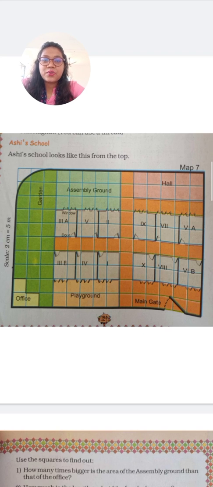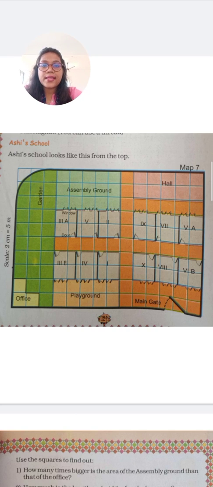Good morning, dear students. Now this is the last topic of this chapter, and this last topic is also very easy, similar to the previous topic. There is a map given, Ashish school map. As we have done, answer the following questions from the map. You have to find the answers from the Ashish school map.